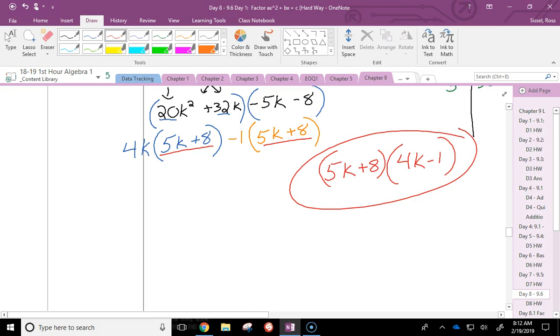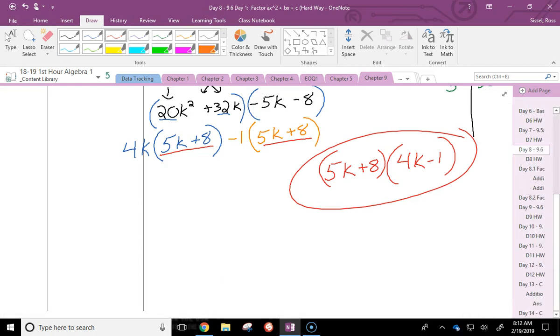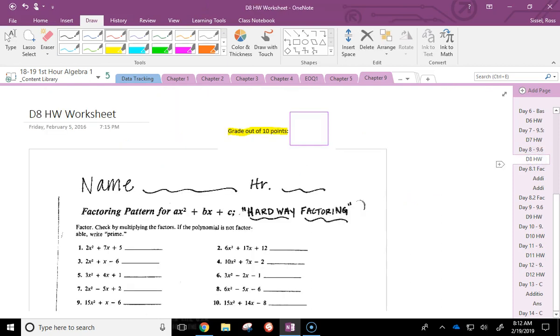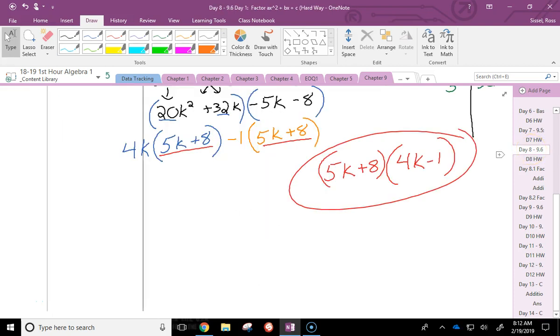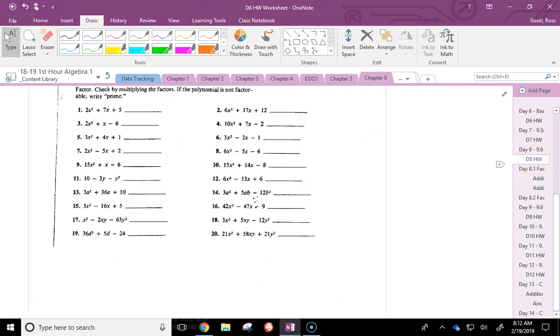tonight, you still have your homework. I'll give you the half worksheet. It is 20 questions. All you're doing is this same factoring. I would use a separate piece of paper to show all your work. On this paper is where I want you to put your answers. So just like on number 1, I only want to see this part. 5k plus 8, 4k minus 1 in parentheses. I would show all your other work.